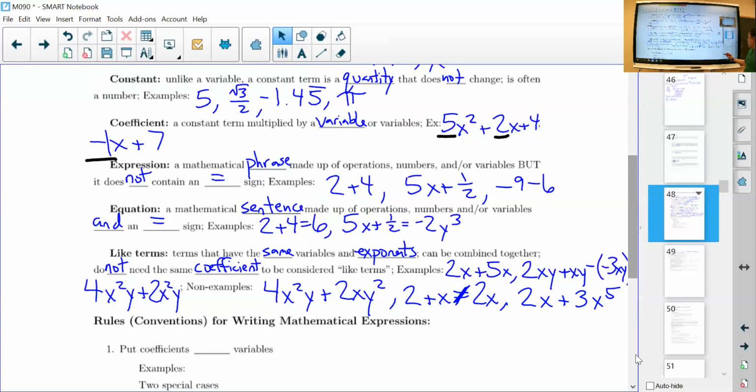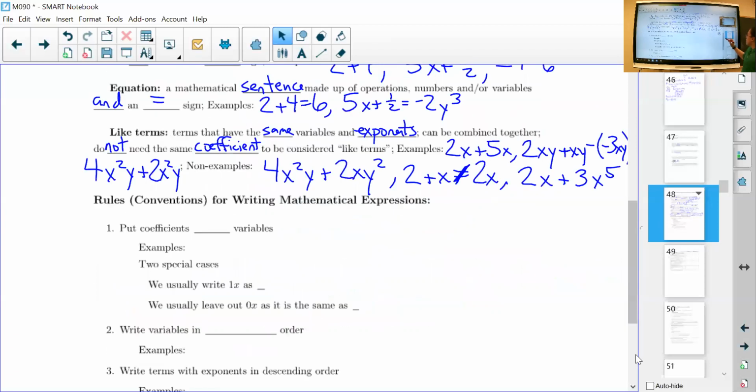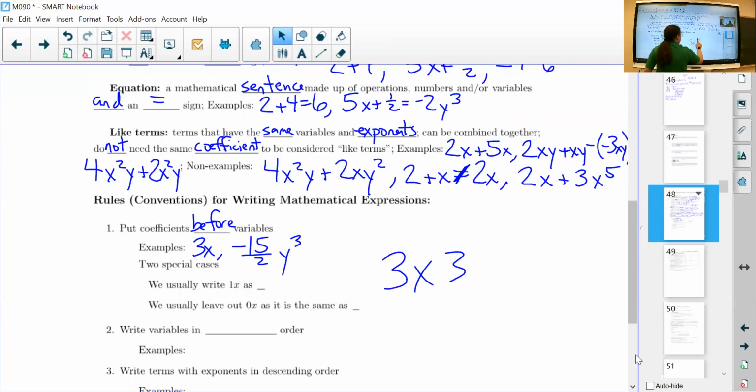Okay, we have a few conventions or rules that we normally follow when writing things. We put coefficients before variables. So 3x, negative 15 halves y cubed. And one reason we do that is because if I write something like x3, it's hard to tell if I mean x cubed or if I mean x times 3. If I write 3x, I guess theoretically I could mean 3 times x, or I could mean 3 to the x power, but it's a lot more clear because the variables are often kind of lower down.